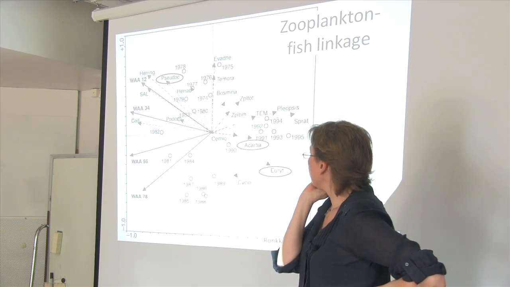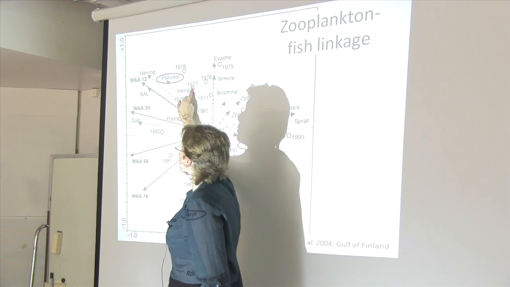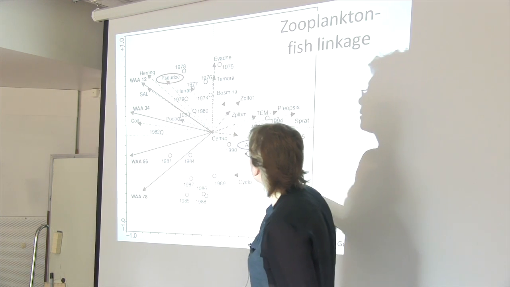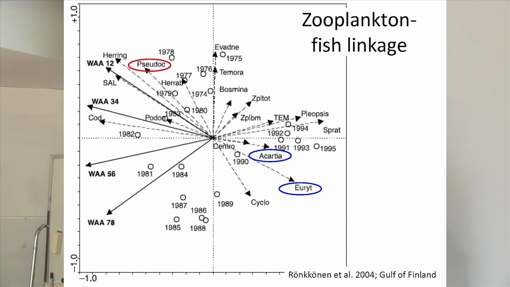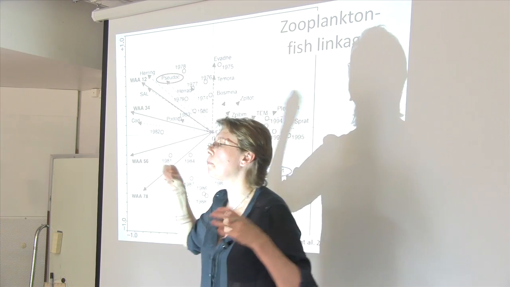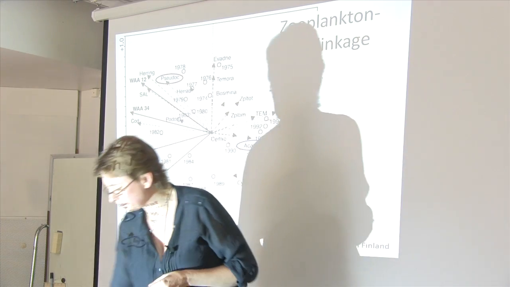Yeah, and from the same paper on zooplankton-fish linkages, they found, not surprisingly, that pseudocalanus is associated with good herring conditions, and Eurytemora and Acartia are associated with poorer and worse herring conditions. Again, depending on what community you are looking at, different zooplankton species are going to have positive or negative effects on the same fish species throughout the Baltic Sea.